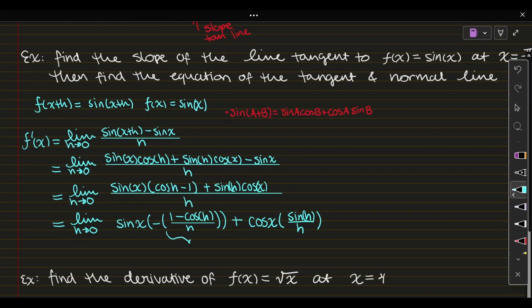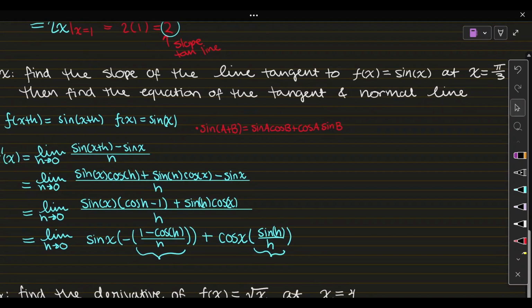Now, these guys are both trig limits, and we know that as I take the limit as x goes to 0, or sorry, as h goes to 0, this will give me 0, and this will give me 1. So what I actually have here is that f prime of x will equal sine x times 0 plus cosine x times 1, which means that f prime of x is cosine of x.